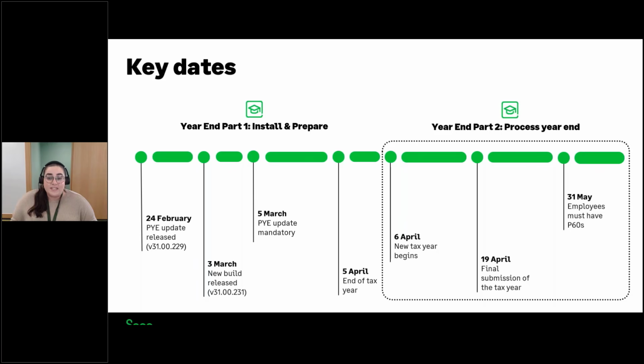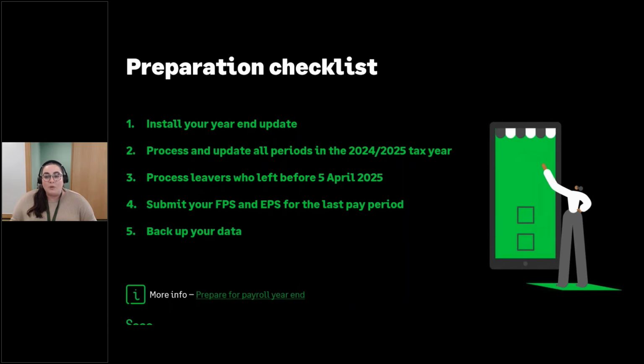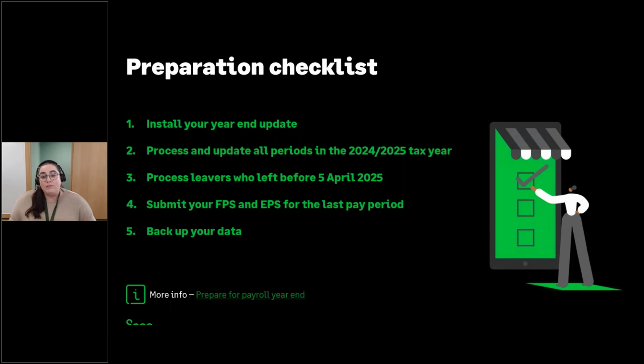And for those of you who didn't attend part 1, I just want to go over that preparation checklist again. So you will be familiar with this if you came to part 1. But before you process payroll year end itself, you must have done the following. So of course, you must have installed your year end update. So that's again version 31.00.231. And you should have processed and updated all of the periods in the 2024-25 tax year.